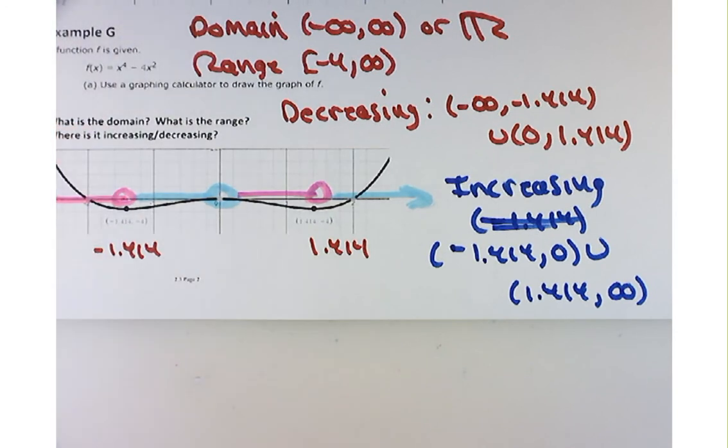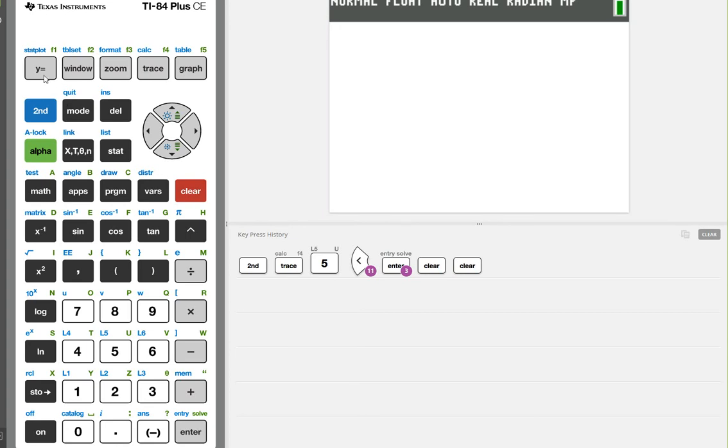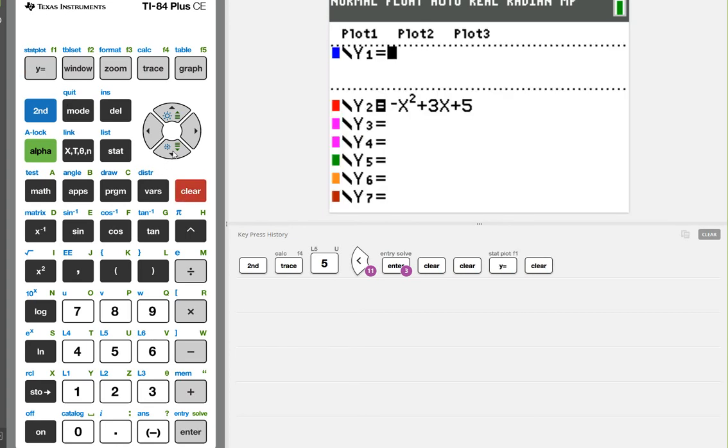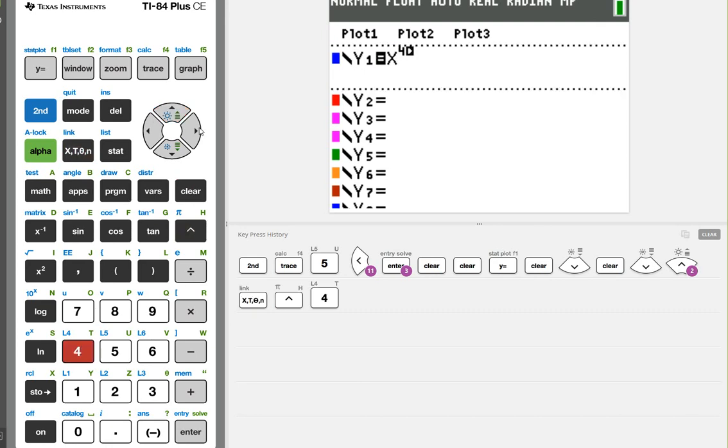What if you don't have decimals available to find that minimum point? That's a good question. That's a real good question. Again, your calculator can help you out. So let's put that into our graphing calculator. Let me clear out this stuff. And let's put in x to the 4th minus 4x squared.